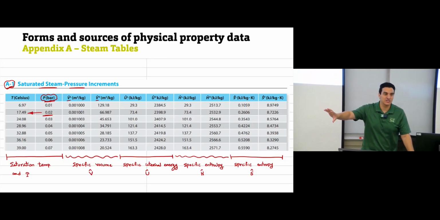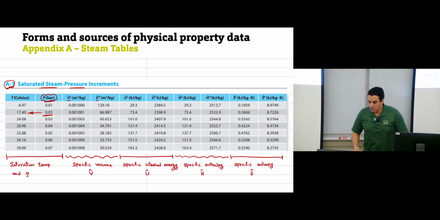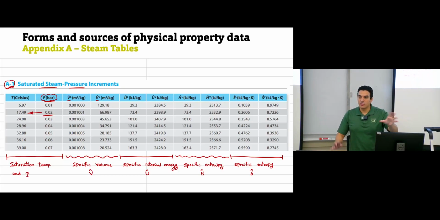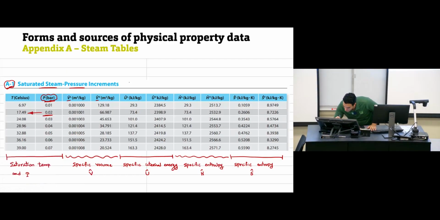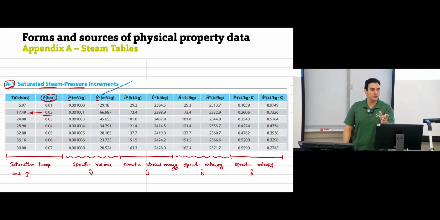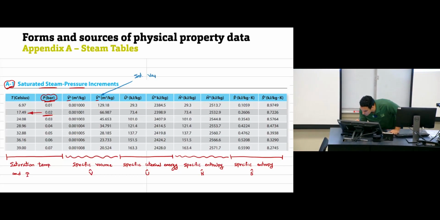Are all the data here extensive or intensive properties? Intensive, because all of them are specific properties, divided by mass. Okay. So now if I have two columns for specific volume, what is the difference between them? Here you can see we have superscript V. This superscript V represents vapor, saturated vapor.